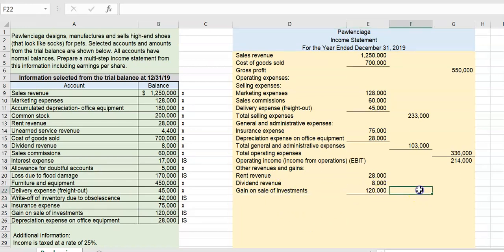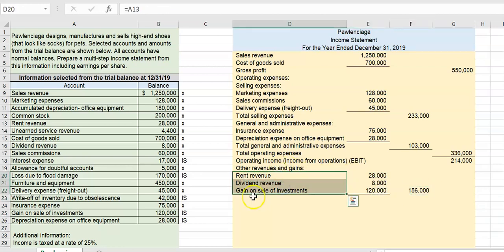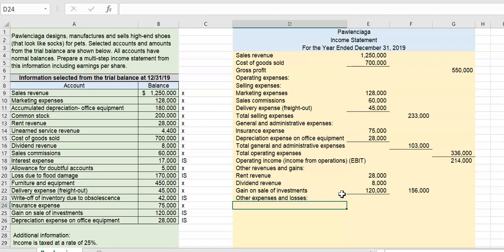Okay, so I'm going to put my subtotal. I'm trying to follow what the homework does here. They don't have a separate subtotal for other revenues and gains. They just put the total on the side of the last item in other revenues and gains. Our next header is other expenses and losses. The only other expense is interest expense, not just in this problem, ever. Everything else is really considered a loss.